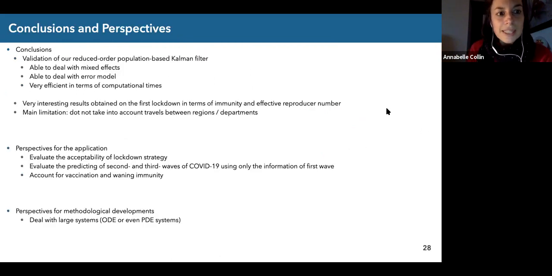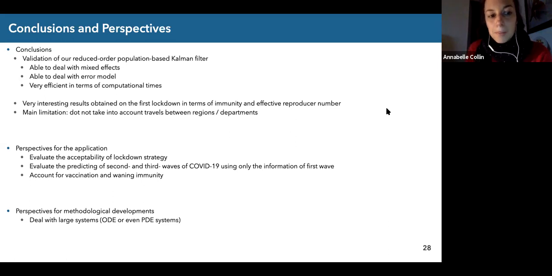So to conclude, we have validated a reduced order population-based Kalman filter, which is able to deal with mixed effects, able to deal with error models. It is very efficient in terms of computational times. We obtain very interesting results on the first lockdown in terms of immunity and effective reproductive number. And the main limitation of our model is that it does not take into account travels between regions or departments. So it's not a problem during a lockdown, but it's a problem when there is no lockdown.